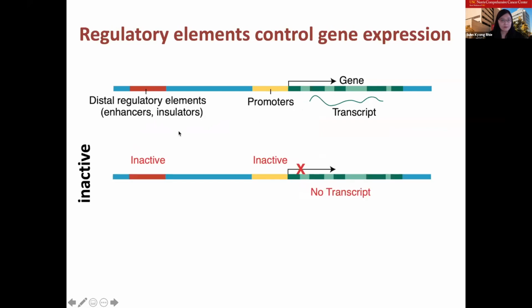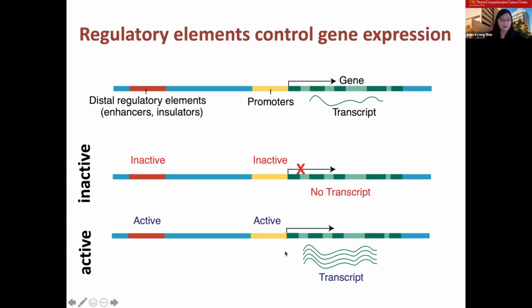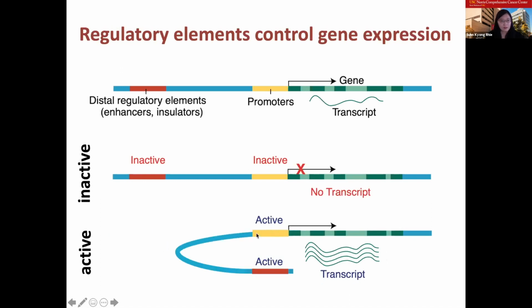Interestingly, those regulatory elements have different activities. The same regulatory element can be inactive in one cell type, and when it is inactive, there will be no transcript. However, those same regulatory elements can be active, and then they can transcribe the genes. And chromatin interactions, such as promoter and enhancer interactions, are supported by our work and also many other researchers' work, showing that those chromatin interactions can lead to transcription.